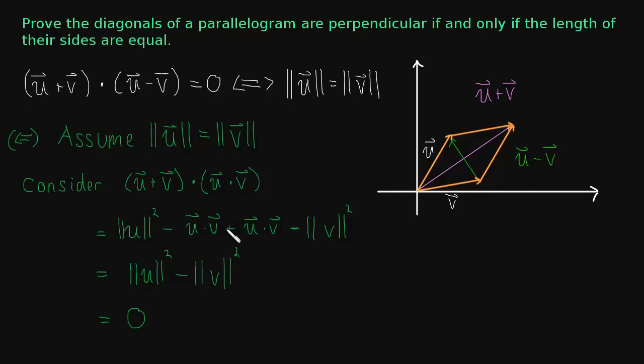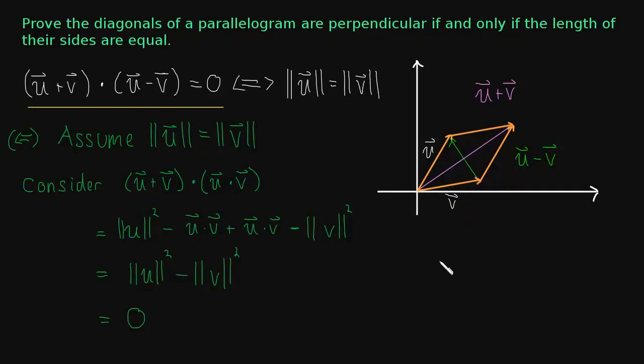So that's it. We're done with our proof. We proved that if the lengths are equal, the dot product is 0. We proved that if the dot product is 0, then the lengths are equal. And again, just one more time, when I say that the dot product is 0, what I'm implying by that, by definition, is that these two vectors are perpendicular. And of course, from the beginning of the video, those two vectors represent the diagonals.